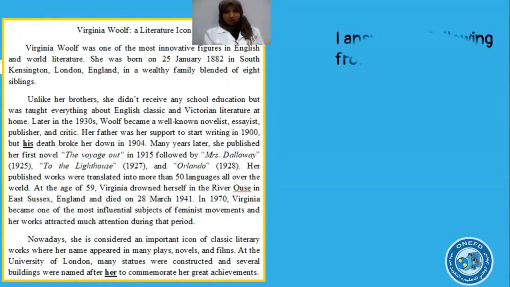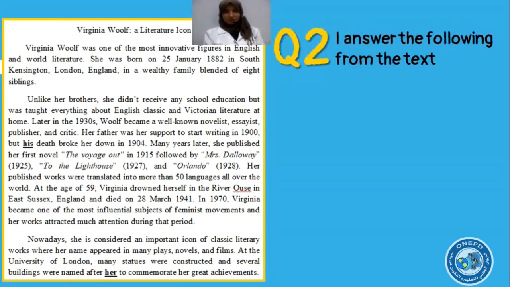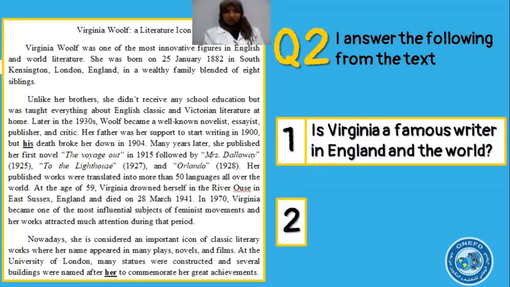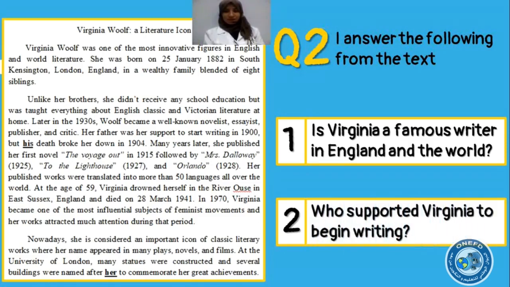Now let's move to task 2 or question 2. Answer the following from the text. So here we have 2 questions. The first is a yes/no question. Is Virginia a famous writer in England and the world? Second, who supported Virginia to begin writing? So here please you have just 1 minute to answer these 2 questions from the text.